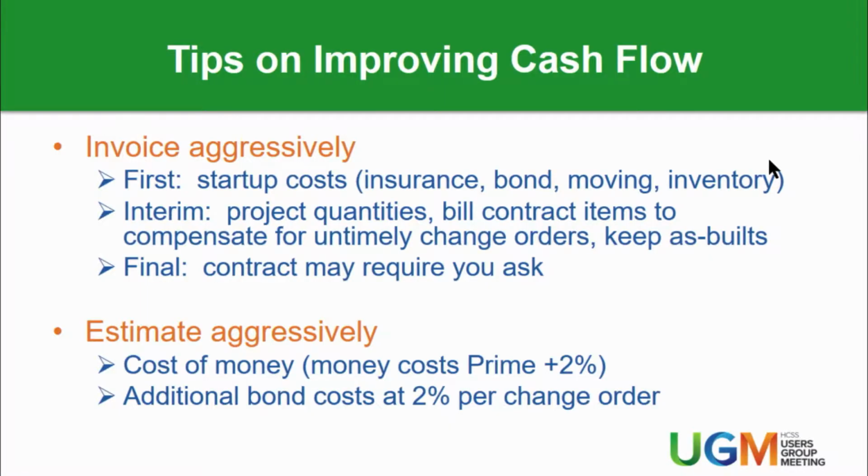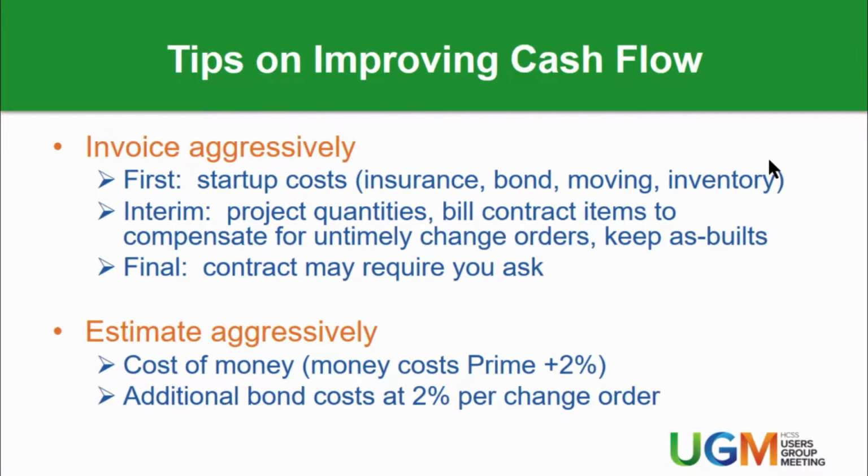Next. Tips on improving cash flow. Invoice aggressively. So when you send out that first progress payment request, the first thing you want to make sure you get is startup costs. Get the insurance, get the bond. If you moved in or moved people, if you have inventory sitting in your yard, pipe you're going to pull out of, get material on hand. Be thinking of how you can make your company cash positive, if possible, or at least to a cash neutral position. On interim invoices, be looking at project quantities.